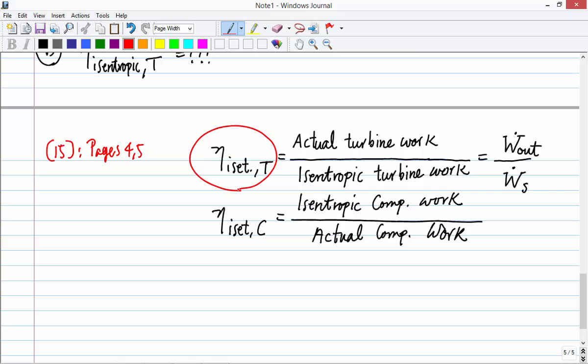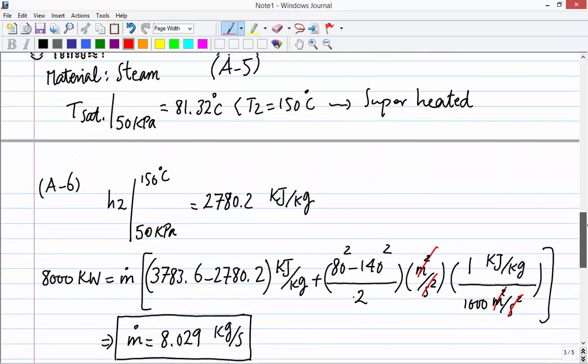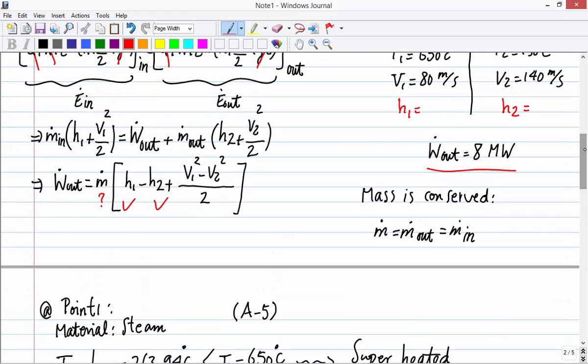I'm looking for this guy, and I know how much is the actual turbine work. It's given in the text. It's 8 megawatt. So all I need to do is just to find isentropic turbine work. I need to implement the first law again, but at this time I know mass flow rate. So I'm gonna solve this equation one more time, but I have m dot and I have the velocities, and I'm looking for w dot out as if the process was isentropic.